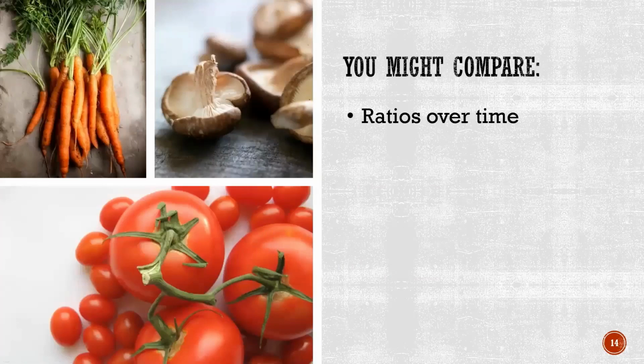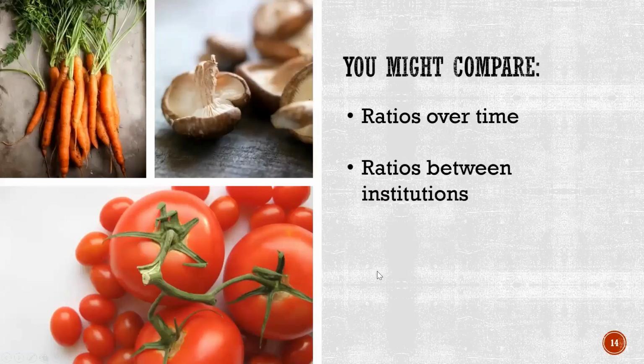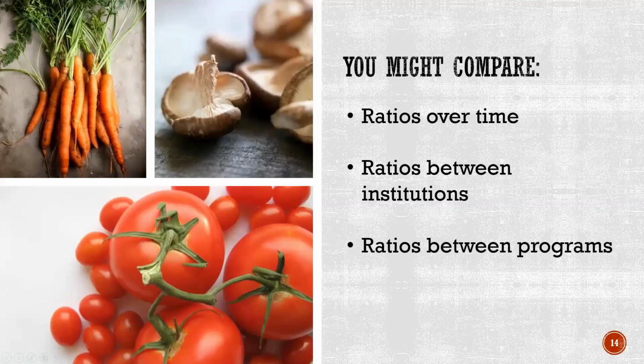How does this biology ratio compare to the ratio at our peer institutions? Are we doing better or worse? How does this biology ratio compare to that of other degree programs at our own institution? Okay, so we can compare full text coverage ratios over time, between institutions, and also between programs. And I think all of those are worthwhile projects, but by far the easiest one to perform is that last one, comparing the ratios of different degree programs.